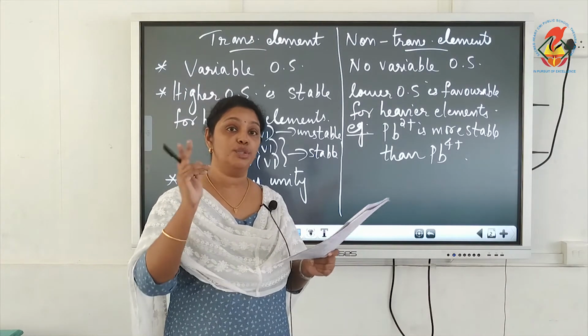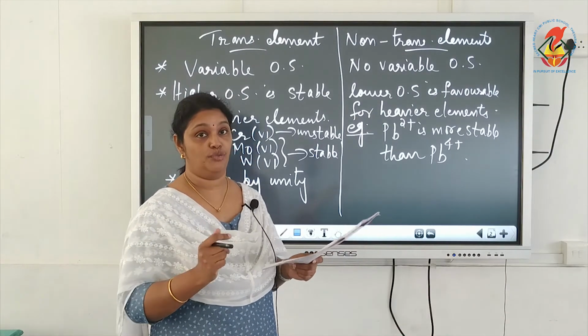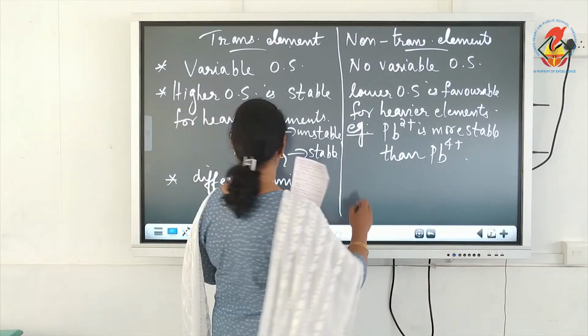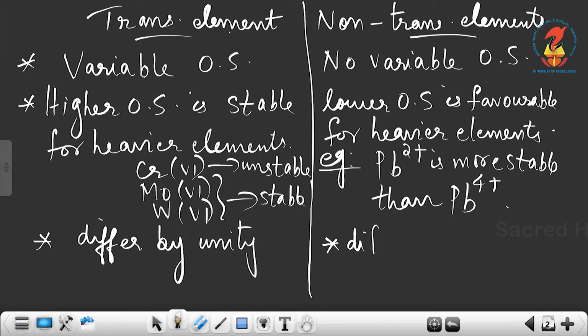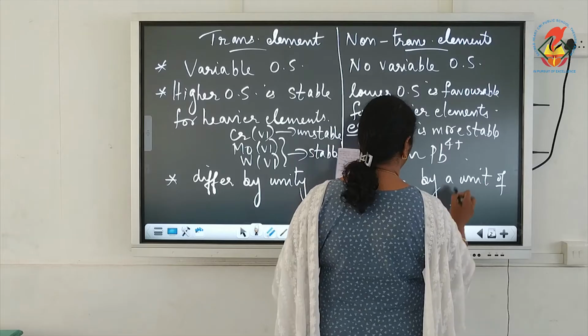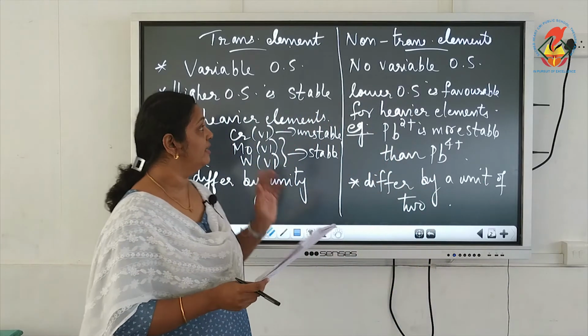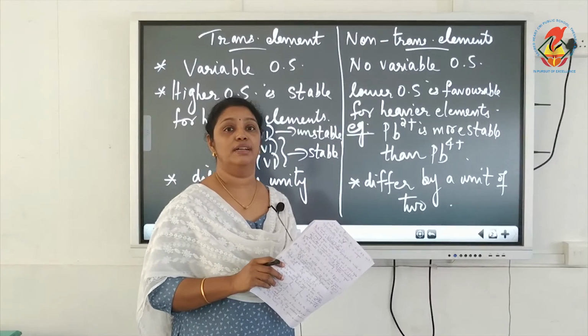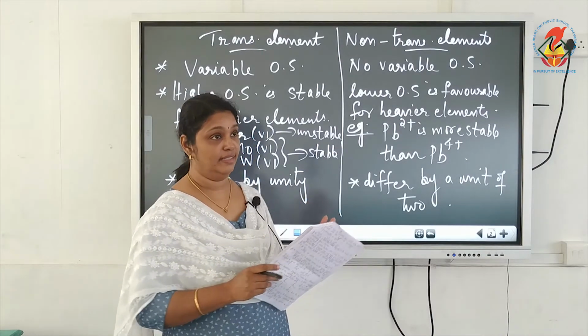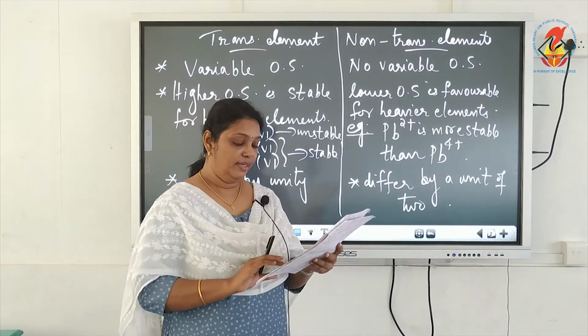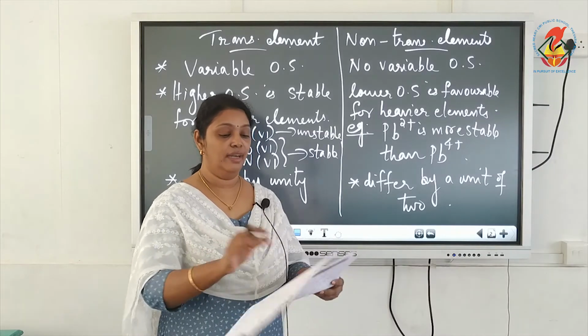Lead can exhibit +2 and +4. So the difference is 2. So here they differ by a unit of 2. So these are the three differences between transition and non-transition elements with regard to their oxidation state. Okay. Now next we have a question.